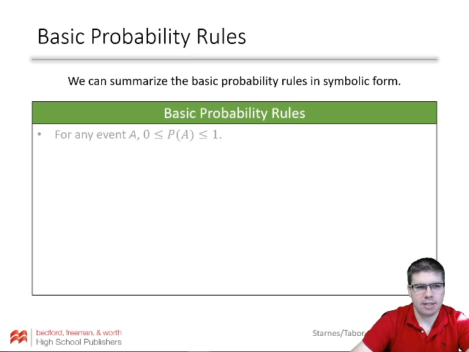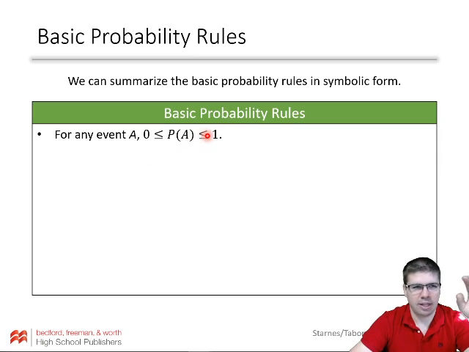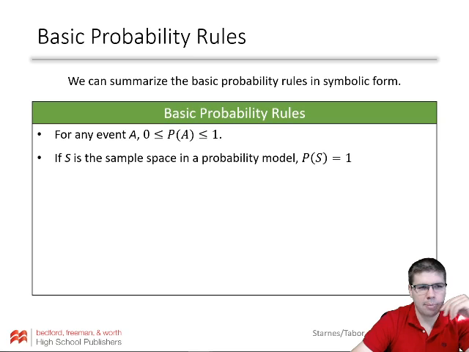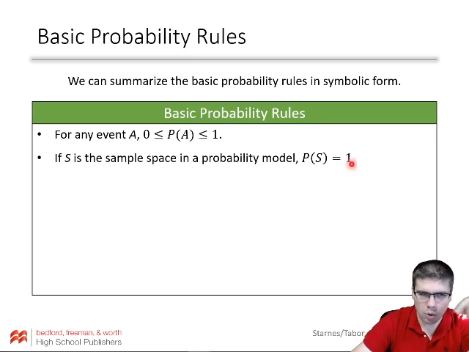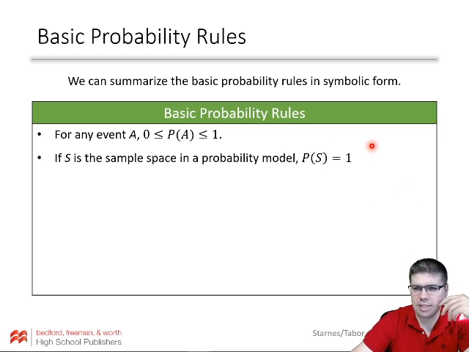For any event, the probability of that event, P of A, and we use those capital letters oftentimes to represent those numbers, is between 0 and 1. So 0 is impossible, 1 is certain, and everything in between, close to 1 is very likely, not quite certain, and close to 0 is very unlikely. If S is the sample space in a probability model, the probability of S is 1: all of the possible outcomes should add up to 1, and that's the probability that you get a result in the sample space.